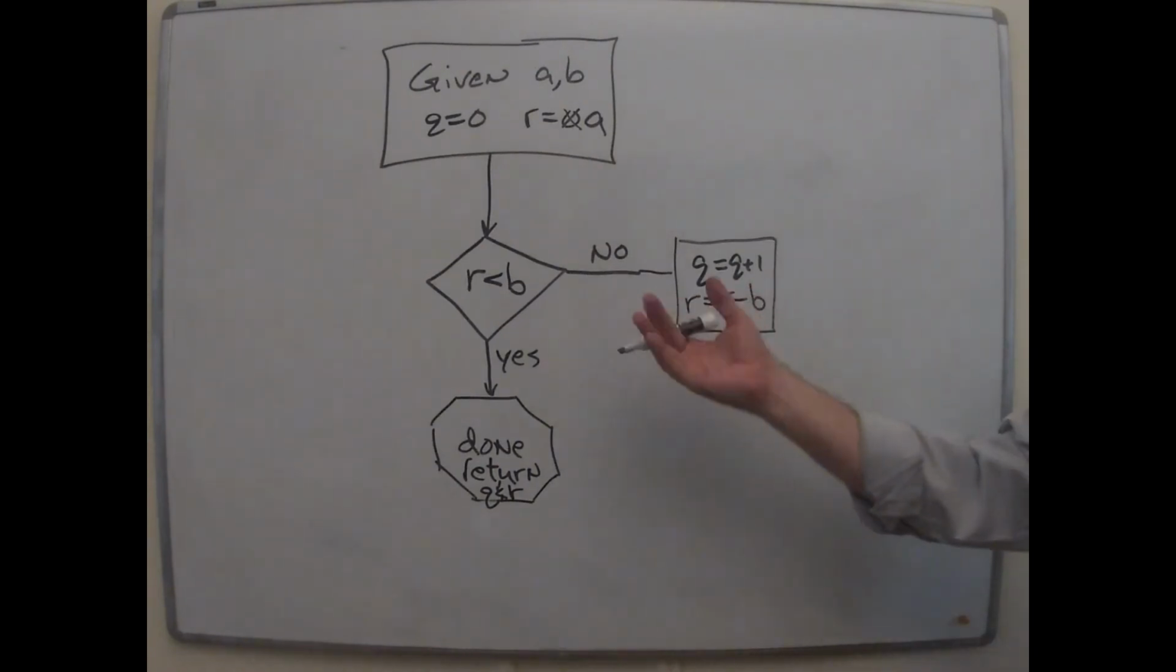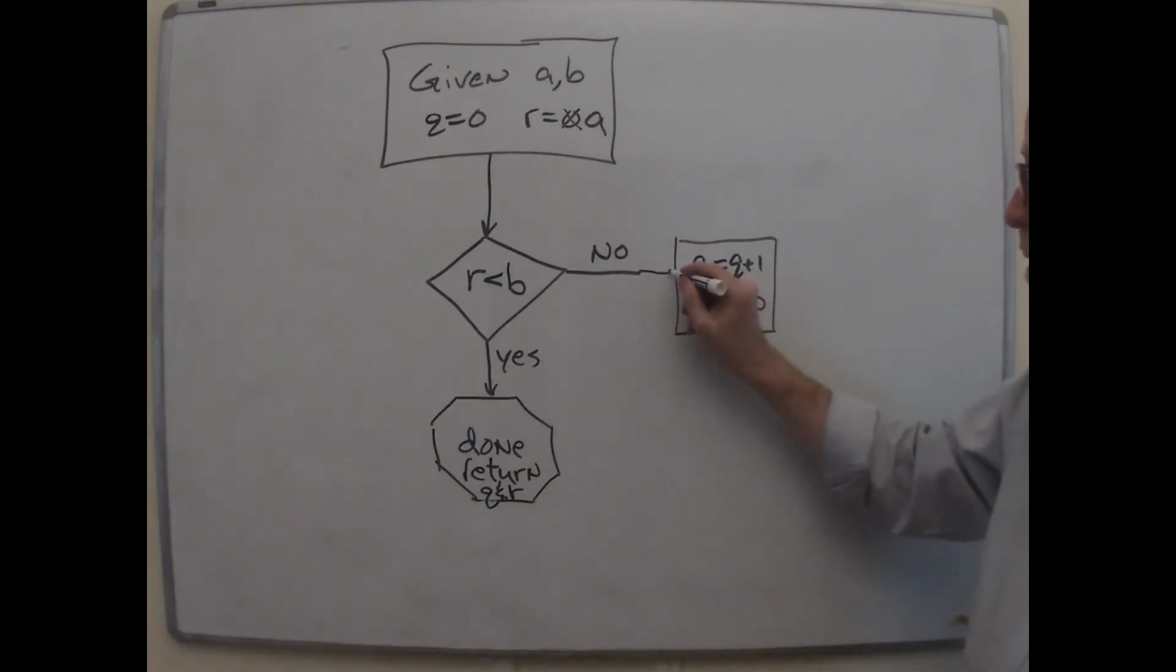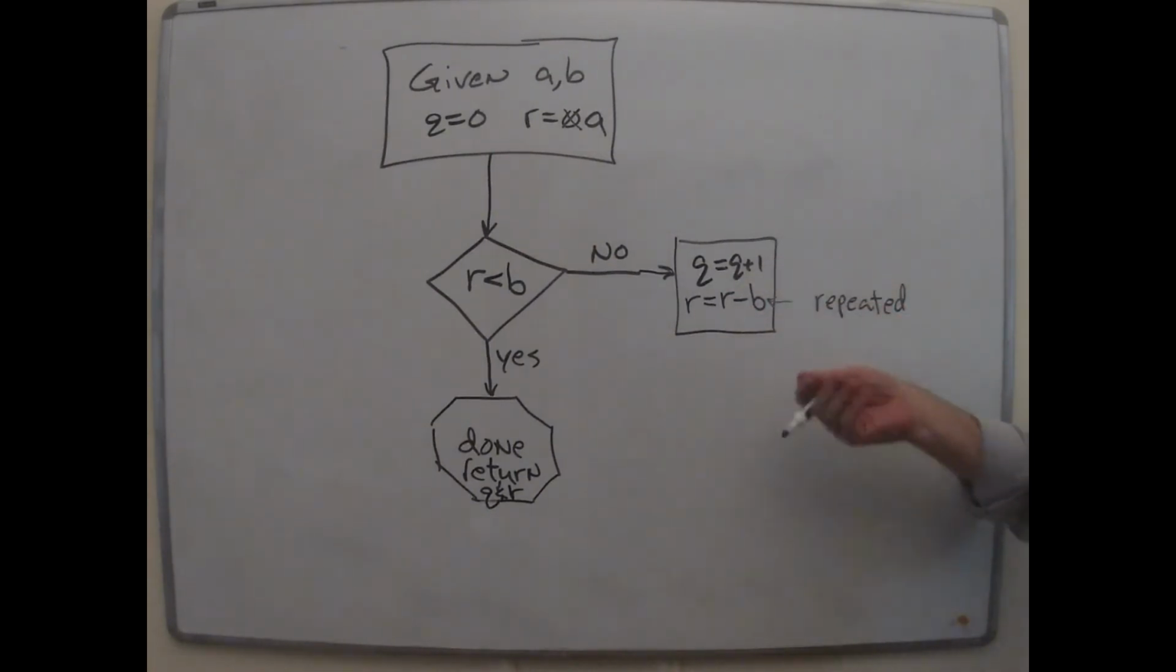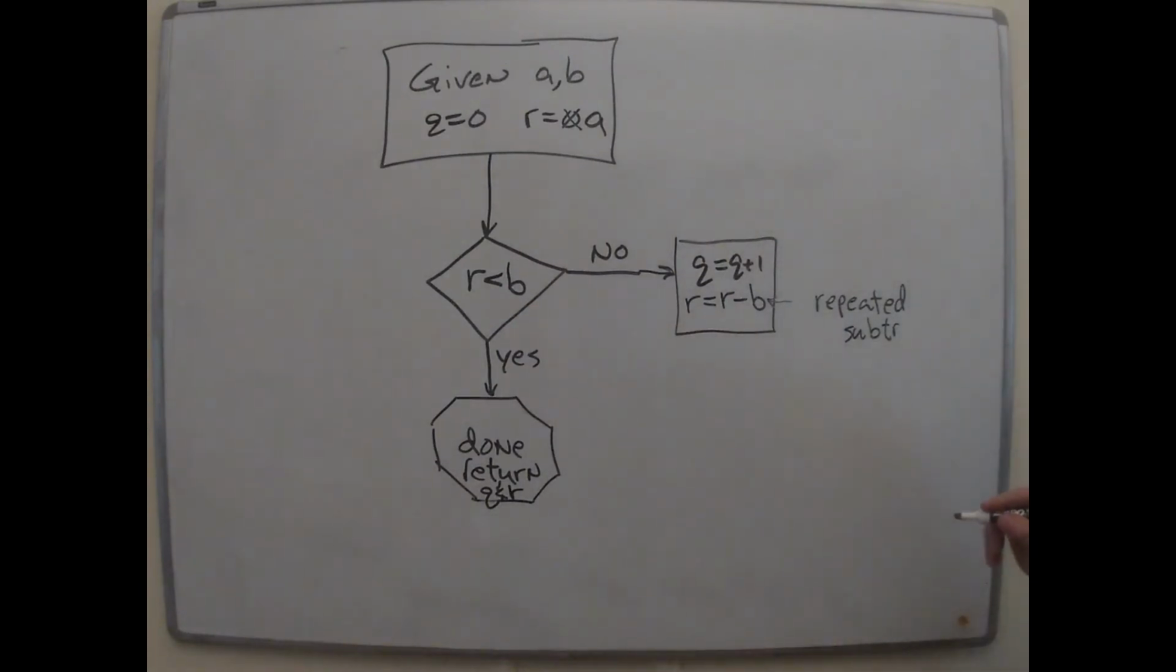So that's saying R wasn't small enough to be a remainder, so we subtract again. This spot right here is why this algorithm is called repeated subtraction. We repeatedly subtract B from R, and each time we do that subtraction, we pop the value of Q up by 1 unit, until eventually R gets small enough and is smaller than B, in which case we're done.